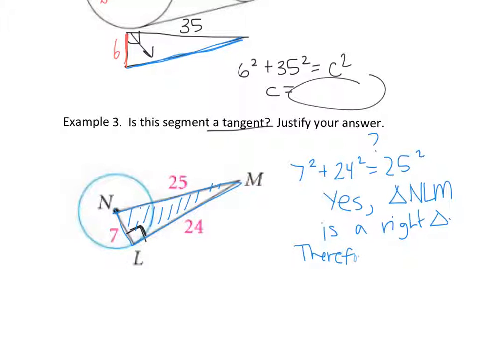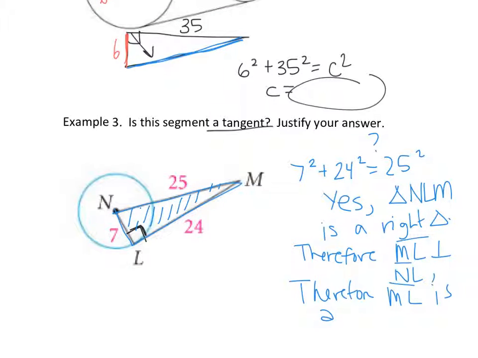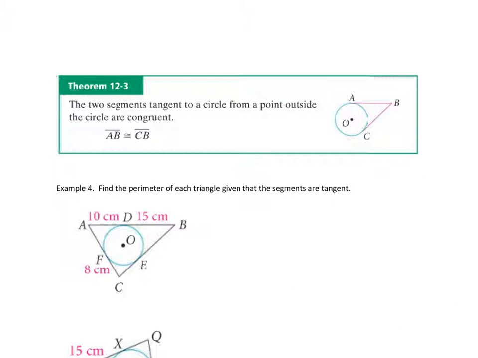Therefore, ML, the segment, is perpendicular to NL, and therefore ML is a tangent, because for it to be a tangent, this would have to make a 90-degree angle.